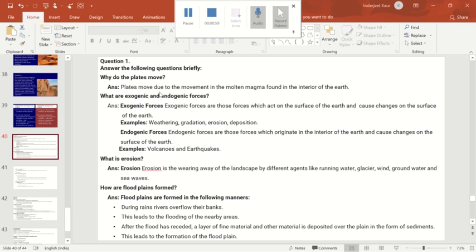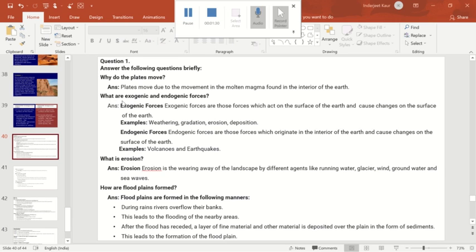Answer: plates move due to the movement in the molten magma found in the interior of the earth. So, we know that the outer surface of the earth is divided into various plates, and those plates move because there is molten magma under the upper surface, and because there is a movement in the magma, the plates on the magma also move.